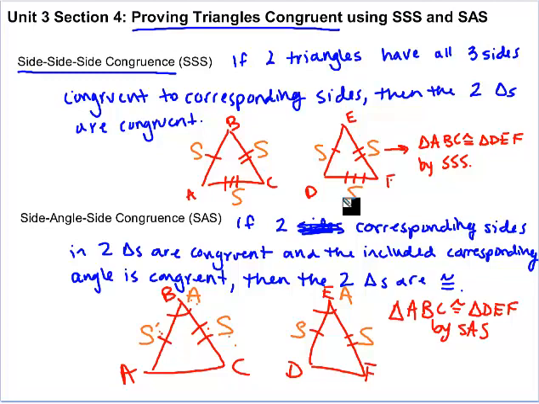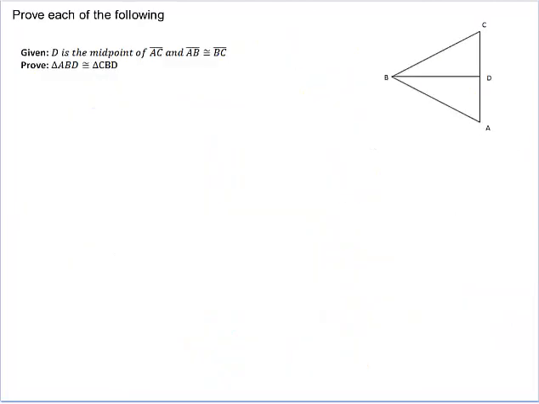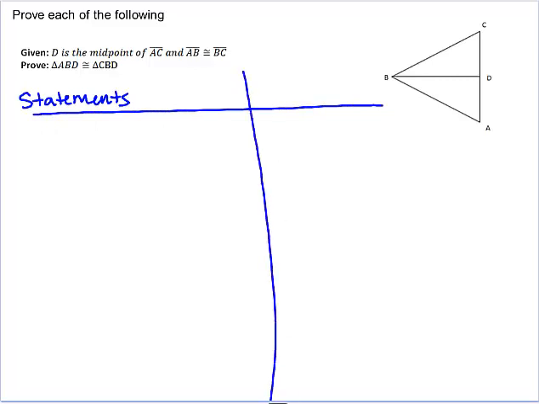So now what we're going to do is we're going to do some proofs using side, side, side, or side, angle, side. And we'll do two column proofs here, but remember, if you like flow proofs or paragraph proofs, you may, of course, always use those. So prove the following. Given D is the midpoint of AC and AB is congruent to BC, we want to prove triangle ABD is congruent to triangle CBD. So we're going to have a statements column and a reasons column.